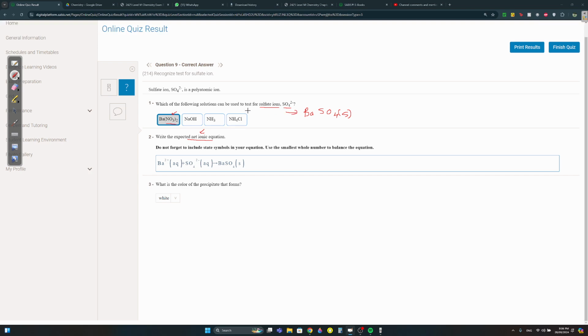Okay, how do you get BaSO4? You have Ba2 plus and SO4 2 minus. Okay. How do you know the charge of Ba is 2? Look at the subscript of NO3. So you just take it up. Okay, aqueous, aqueous, it's already balanced, khalas. What's the color of the precipitate? BaSO4 is white.